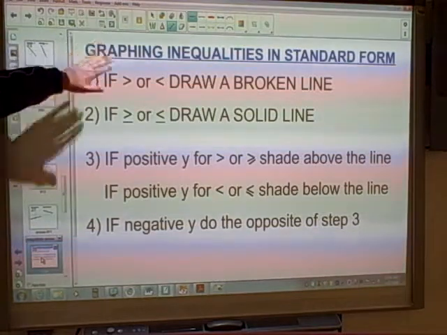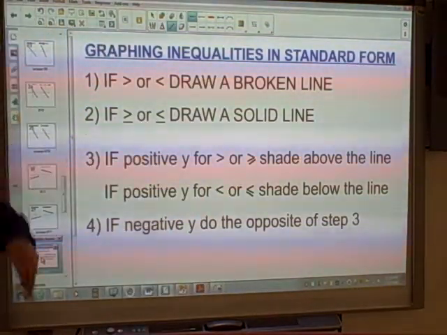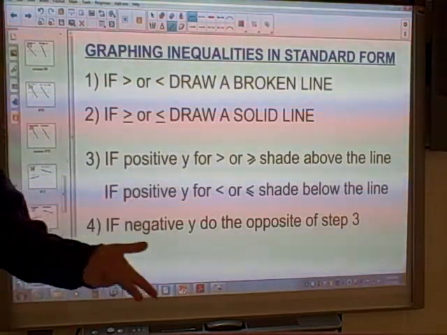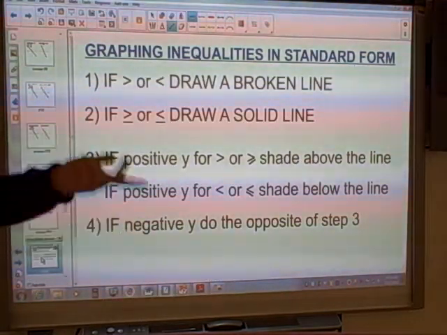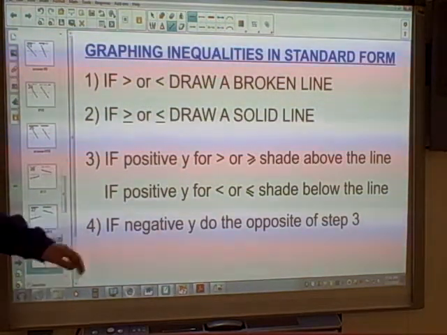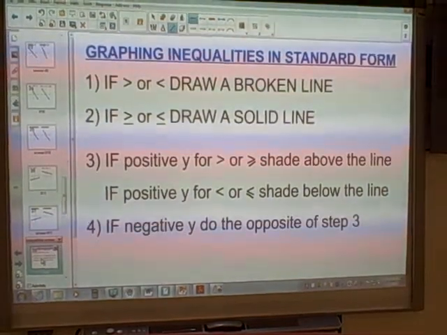Now, if we're doing graphing in standard form, if we have a negative y, we actually do the opposite of step 3. So if it was something like x take away y is greater than, as it was negative y, instead of going greater than, you'd actually go less than. We're not going to worry about that too much for right now, because we're going to focus really on what happens if you're in slope-intercept.